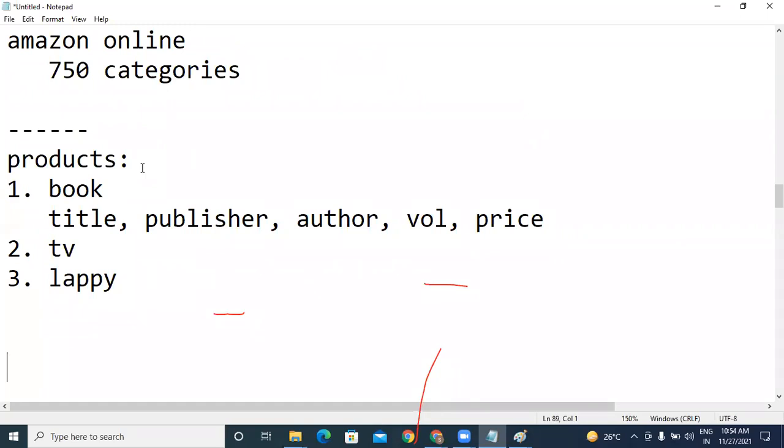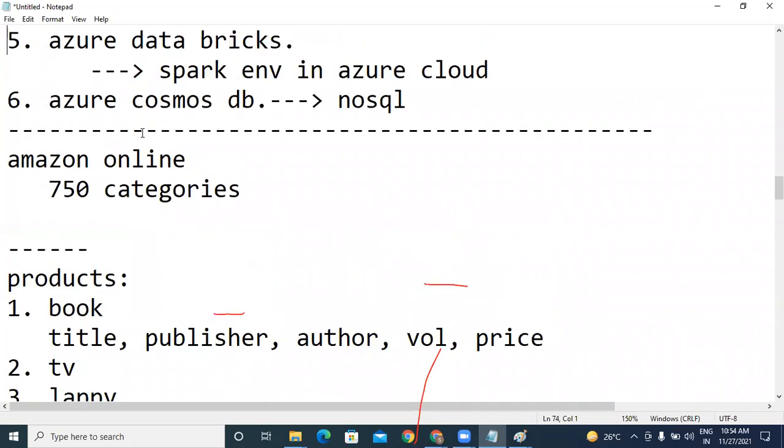Actually, the best solution is not the columnar databases. The best solution for this is under NoSQL document store databases. MongoDB, yes, MongoDB, such kind of things. Okay. So, did you understand, all of you? Did you understand what is the importance of NoSQL?